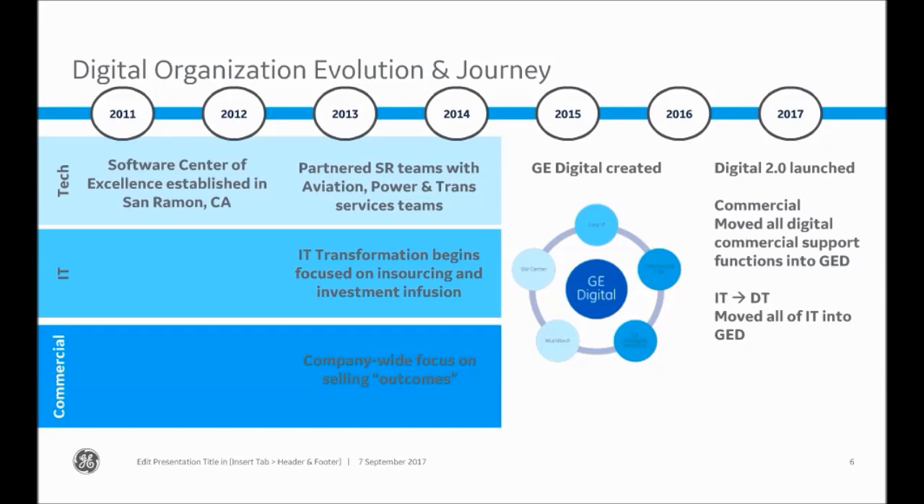We've since then even evolved the structure further. And what you see here is Digital 2.0, where we decided to really pull the commercial functions that were supporting all of our industrial businesses for digital into GE Digital so that we were getting more bang for our buck in terms of the resources and the process rigor that's required. In addition to that, we pulled all of the IT function into it as well. And so we really run our IT department horizontally today.